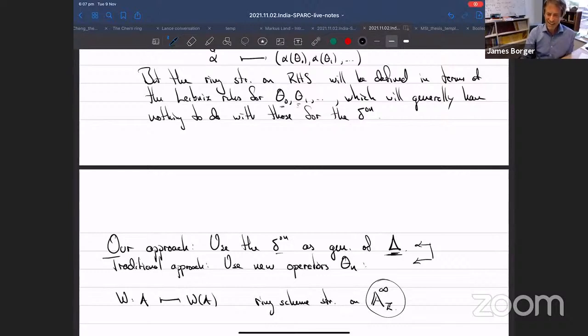Okay, so the next thing to do is to tell you what these new operators are. These you might call the Witt operators. However, I can pause for questions if there are some.